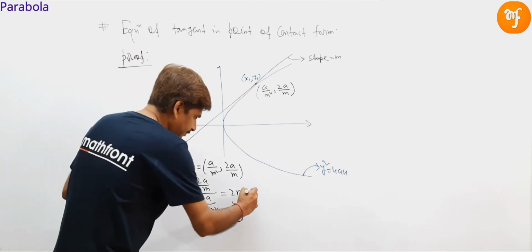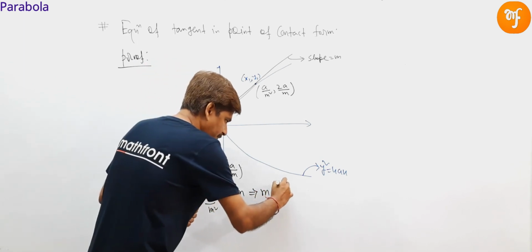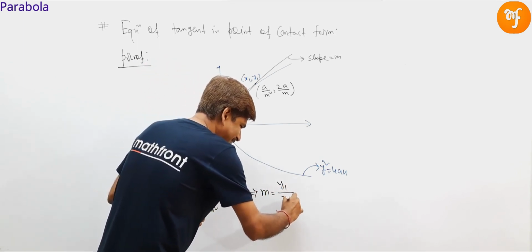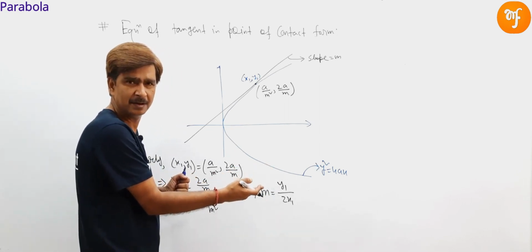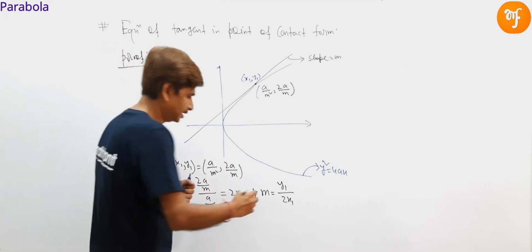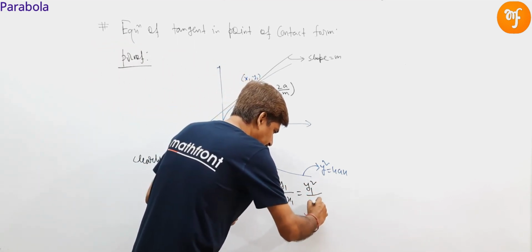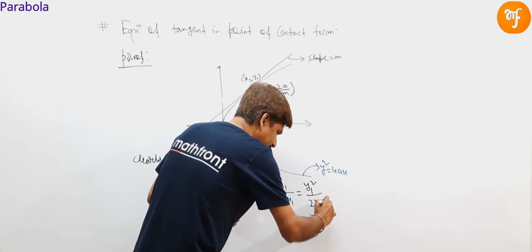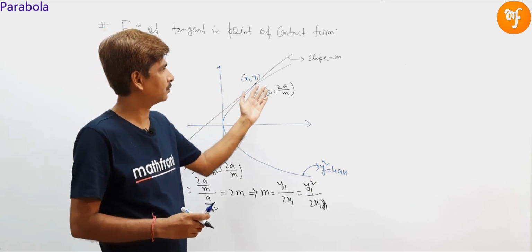The value of m is equal to y1 divided by 2x1. Now, you just multiply it by y1 in both numerator and denominator of the right hand side. So, what we will get? y1 square divided by 2x1 y1. Now, what is y1 square? y1 square is equal to 4ax1.